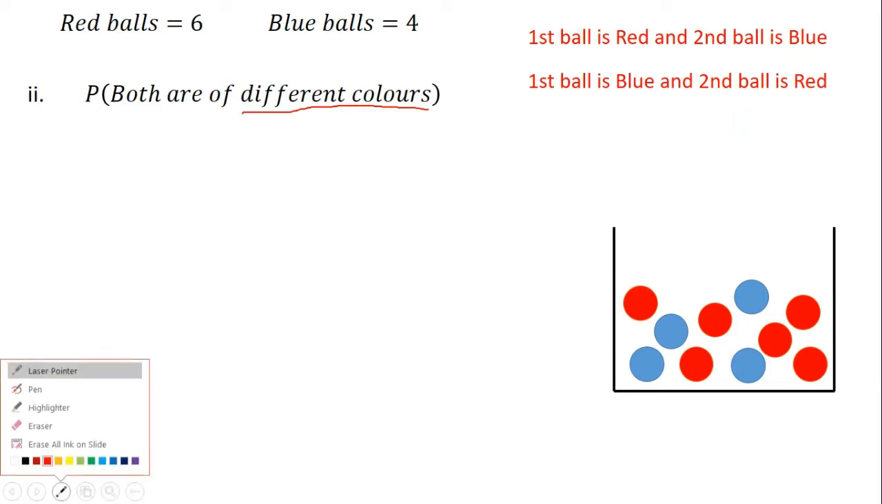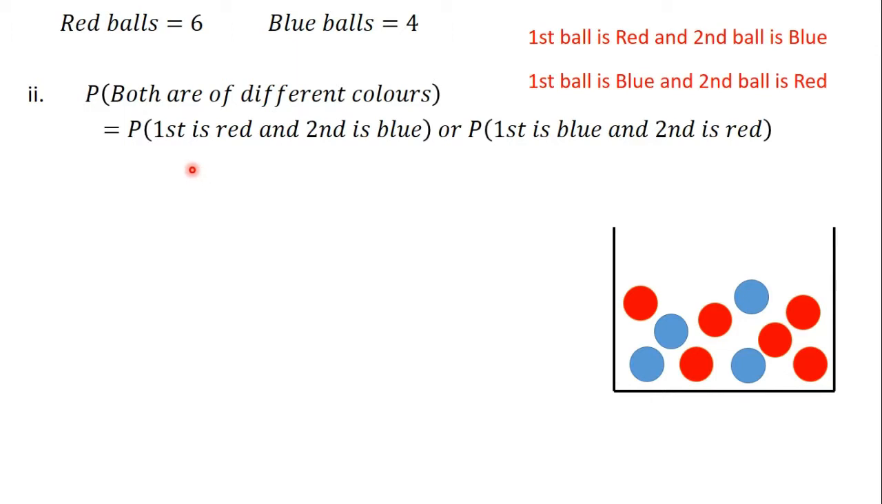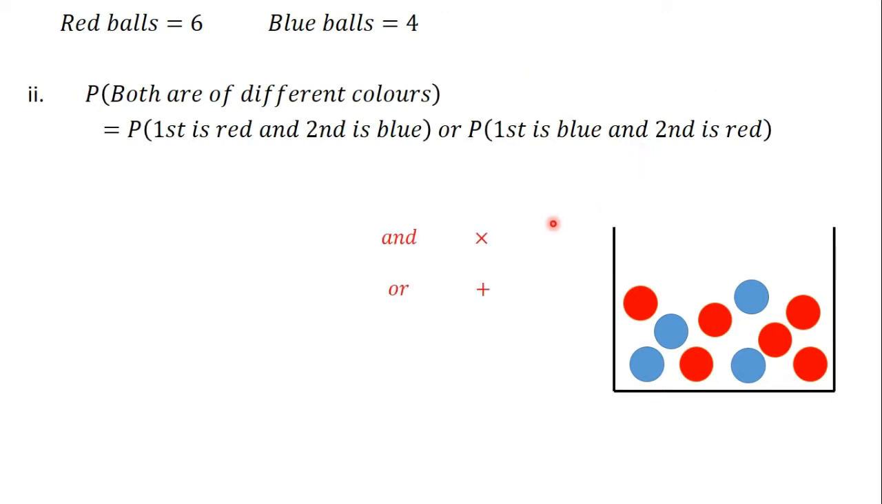So the probability that both balls are of different colors is going to be equal to the probability that the first ball is red and the second ball is blue. That is for the first possibility, or the probability that the first ball is blue and the second ball is red. That is for the second possibility. From the videos on addition and multiplication law of probability, we learned that where you see and, you replace it with multiplication, and when we see or, we are going to replace it with addition. So we are going to do the same thing here.